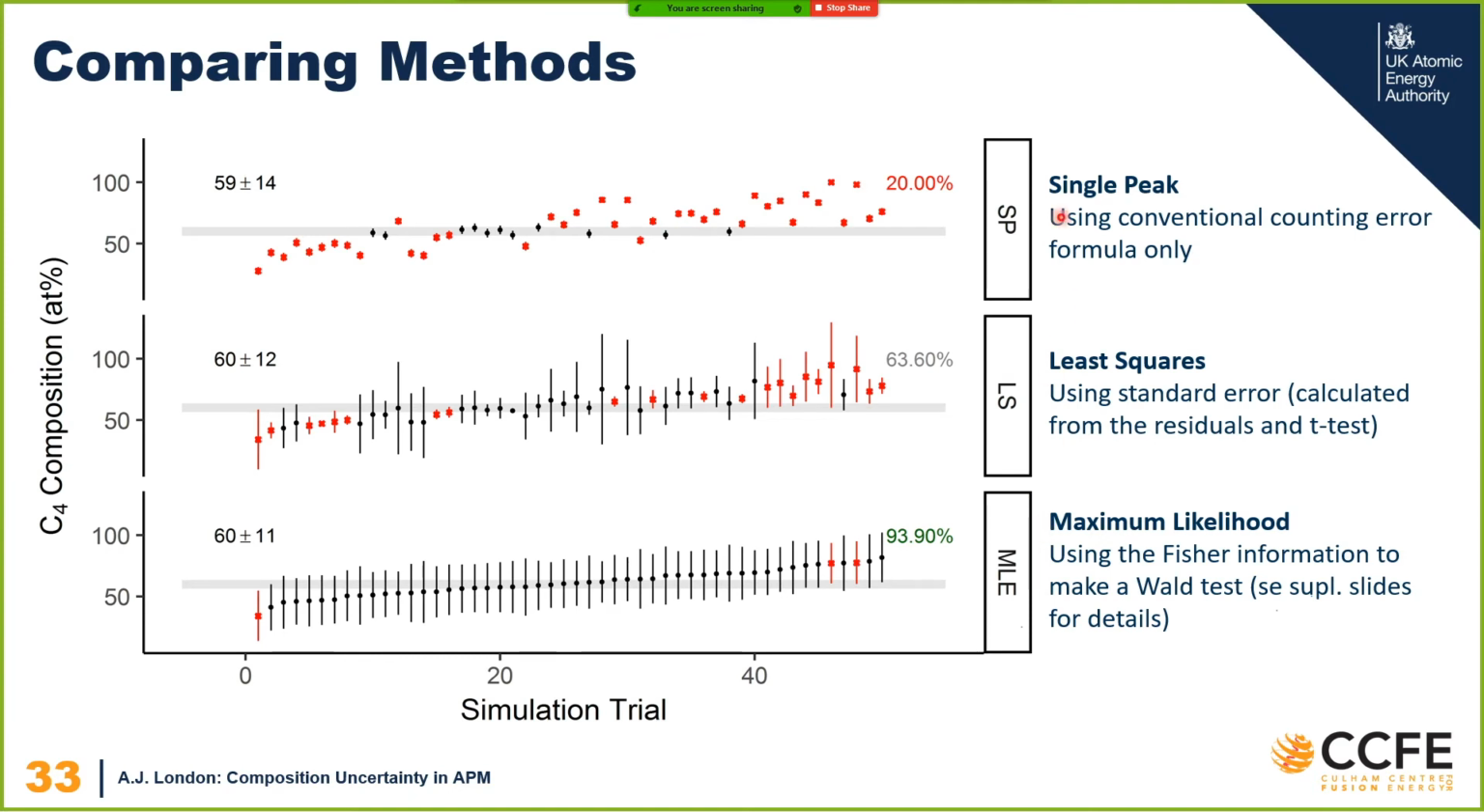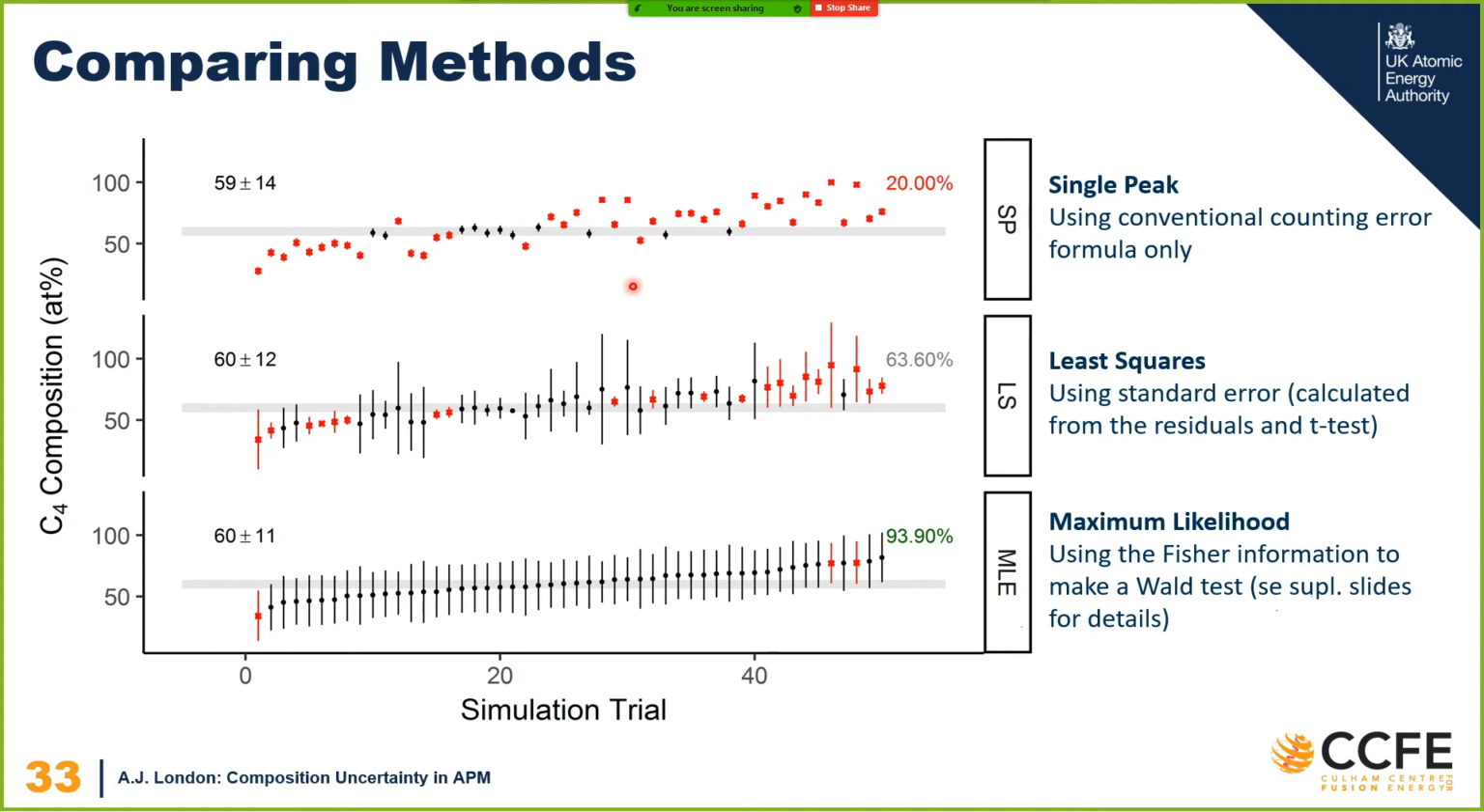If we use the single peak approach and we apply counting error as our confidence interval, the grey bar is what you would expect just from counting error. But the variation you're seeing here is because of the peak overlap, making that much more variable. And the error bars here are so tiny that you can't even see them.